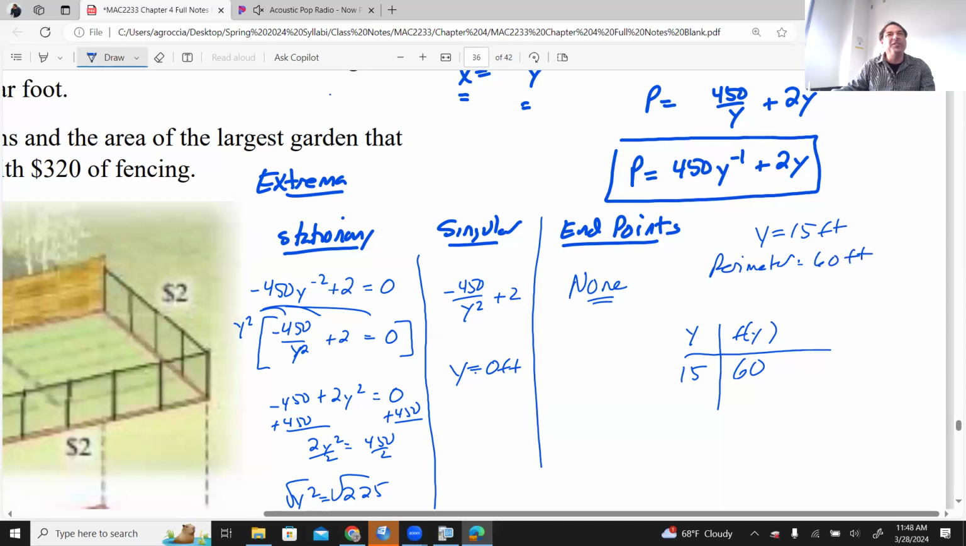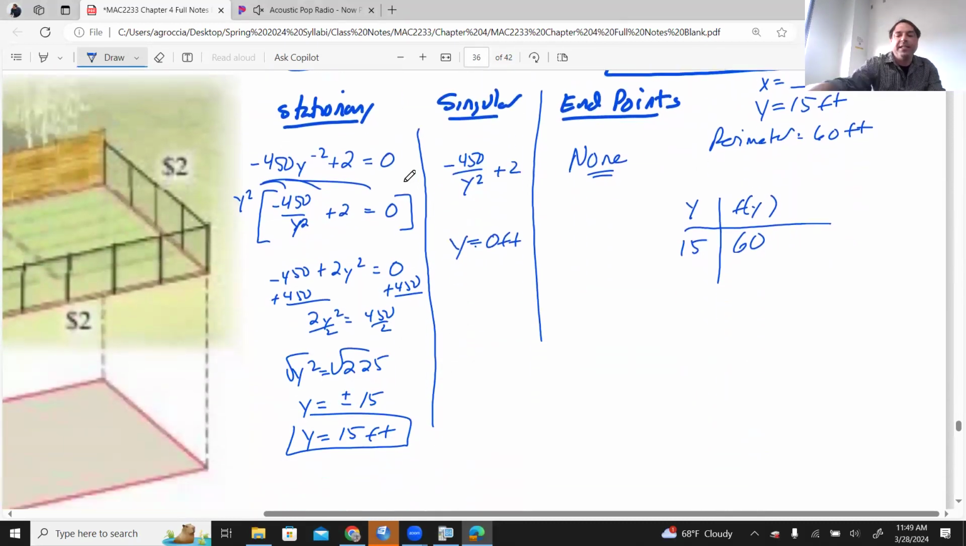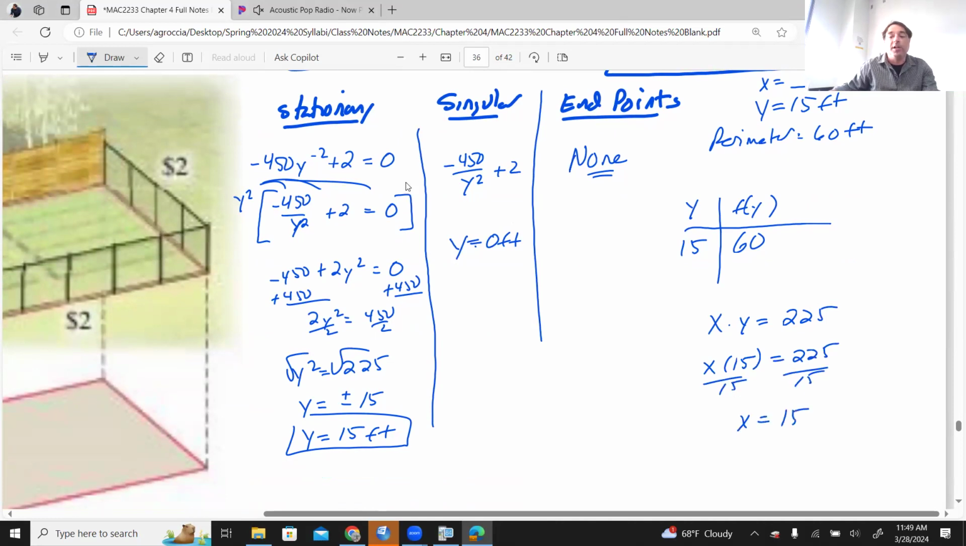But we also can find x. So what I want you to do is find x as well. When we go to find x, we go back and say, right here I can find x. I can use this formula or this formula. I'm going to use this one: x times y equals 225. We already know that y is 15. Divide by 15, divide by 15. What does x equal? Also 15.